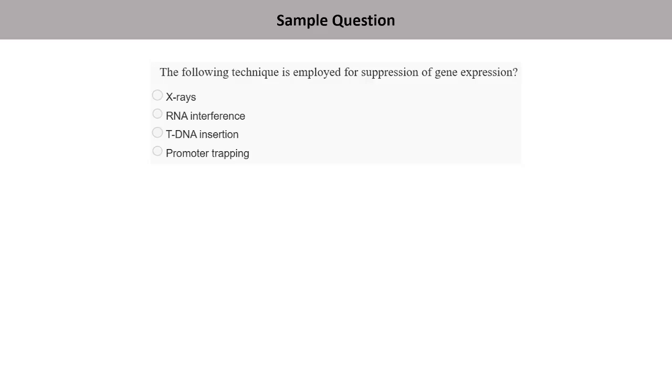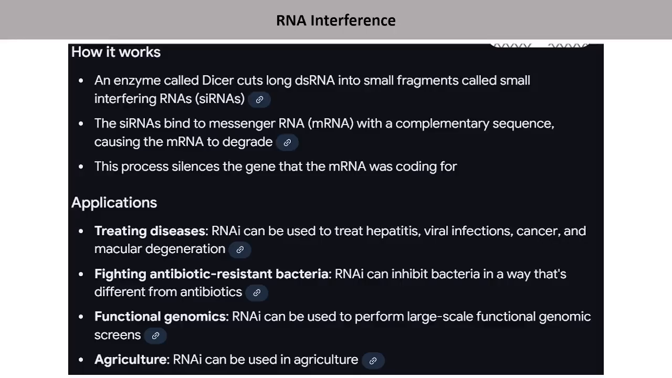RNA interference. Yeah, correct. The answer is RNA interference. So basically, RNA interference is employed for suppression of gene expression. Now let's try to understand something about RNA interference, and why any organism requires RNA interference.